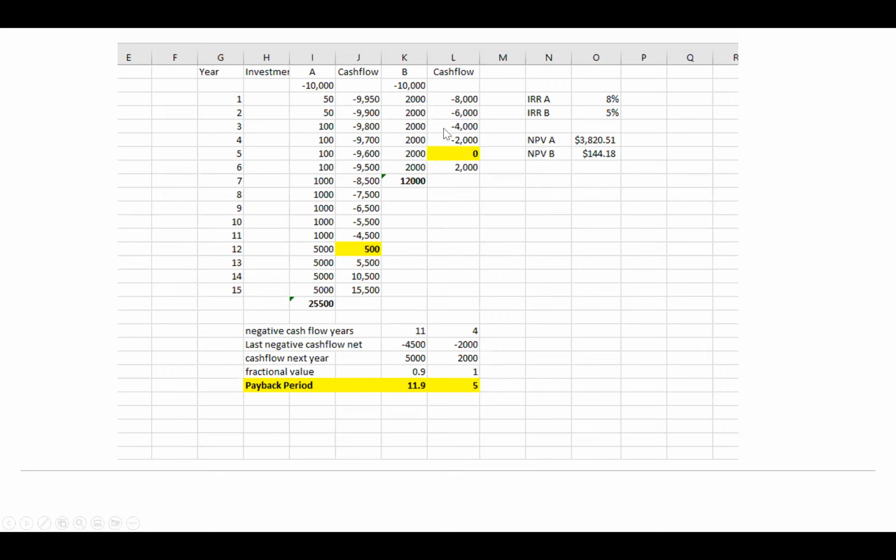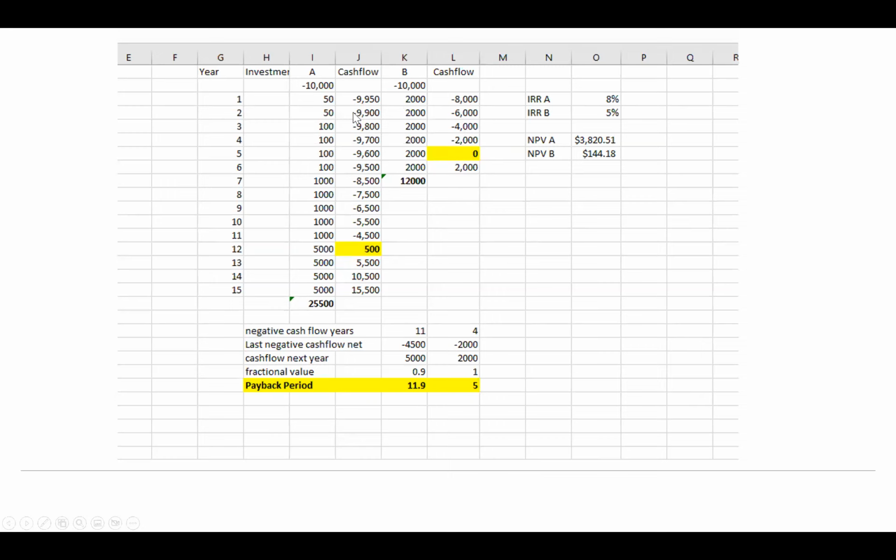Or you could do the stream of payments, so there's 1, 2, 3, 4. It takes 5 years to get to that last year where there's no payment.